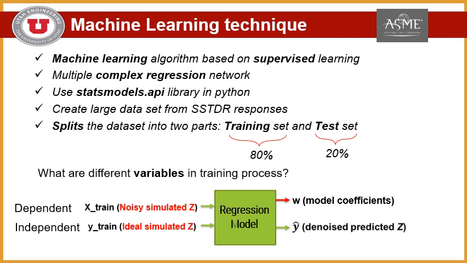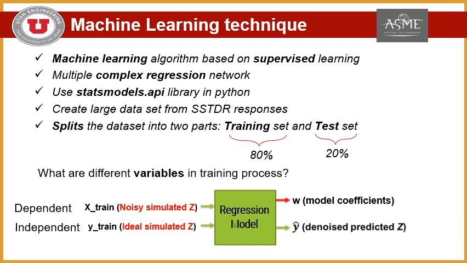In order to train our network, we use the statsmodels.api library in Python. After obtaining all of the SSTDR responses as our input data, we need to split those datasets into two important parts. Actually, we assign 80% of our dataset to the training set and 20% to the test dataset.